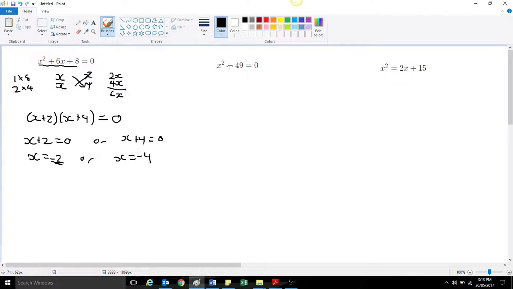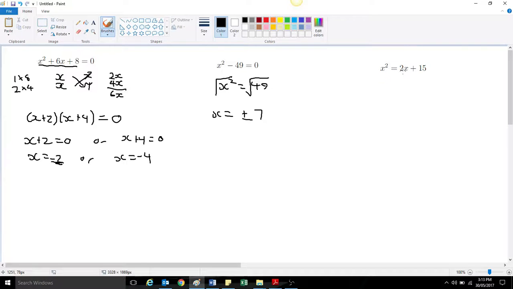Okay, if we have x squared take 49 equals 0, what we're going to do with this one is write it like this. X squared is equal to 49, by adding 49 to both sides. Then we can square root both sides. And so the square root of x squared is x, the square root of 49 is plus or minus 7. So x is equal to plus or minus 7. They are the two solutions to this equation.